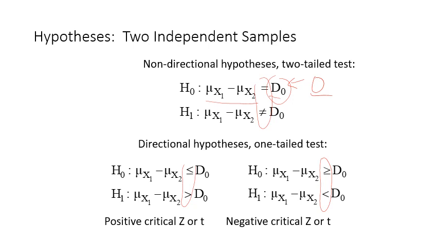And then the alternate hypothesis is mean 1 minus mean 2 is not equal to a difference of 0. And the same for the directionals. It just comes down to difference of 0, less than, greater than, something to that effect.